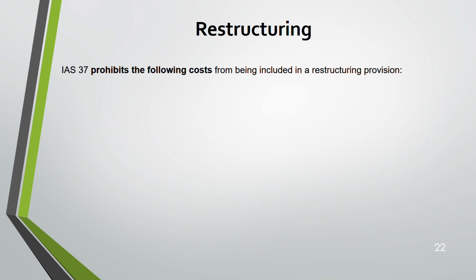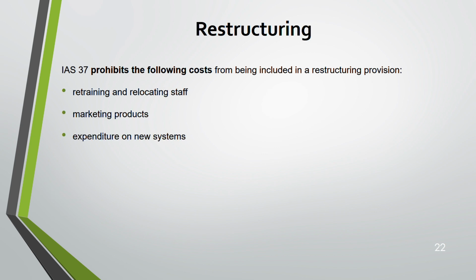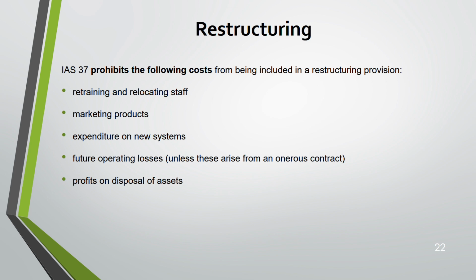Now, IAS 37 prohibits the following costs from being taken as a restructuring provision. Retraining and relocating staff, marketing a product, expenditure on new systems, future operating losses unless they arise from an onerous contract, and profits on disposal of assets. These five costs are not taken as a restructuring provision. Need to be very careful. If it is one of these five, you cannot take it as a restructuring provision.